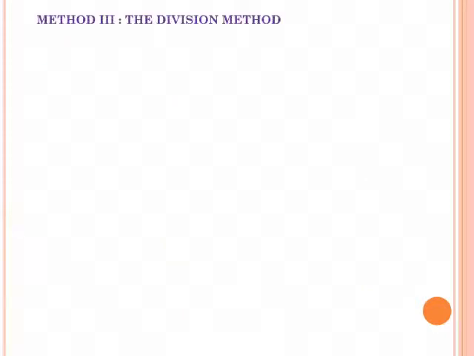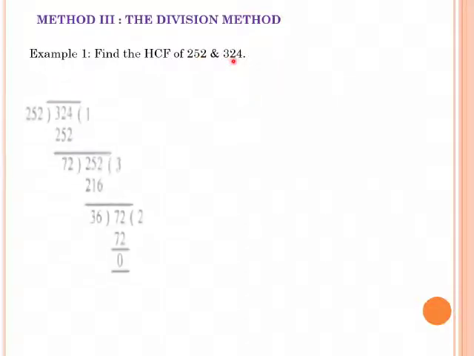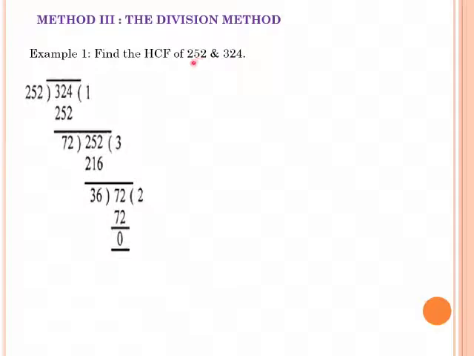We start with our third method, children, that is the division method. Now this method has got vast application also, and it is easier once you understand. So first, find the HCF of 252 and 324. We start with our normal division method, where the lower number we take as a divisor and the bigger number we write as a dividend.